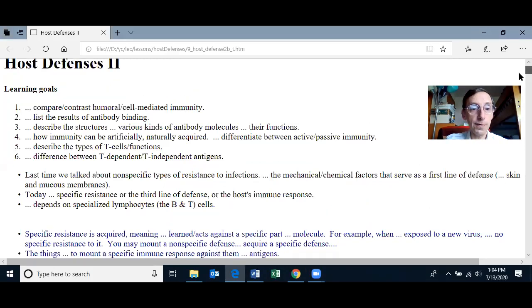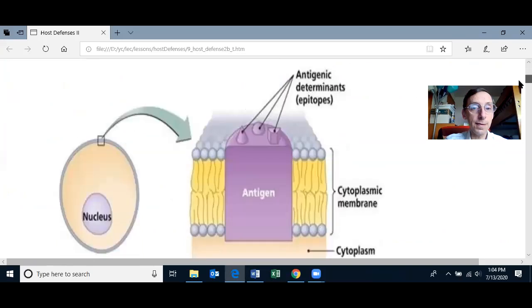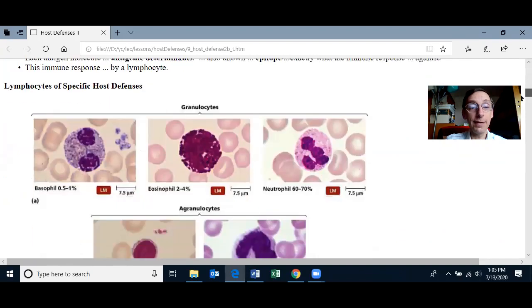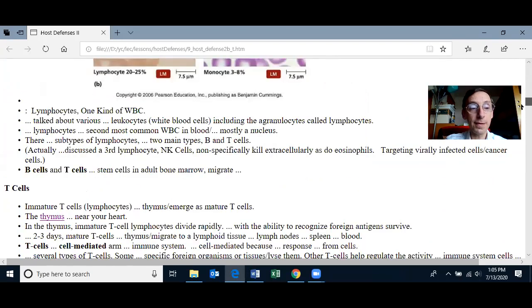When we were talking about host defenses 2, I was talking about the lymphocytes, the B and the T lymphocytes, and we talked a little bit about that and mentioned that both of the lymphocytes start their life from the stem cell that is found in the adult bone marrow. So in adults, B and T cells start from the stem cell, which can be found in the marrow of our bones. Any question about any of that?